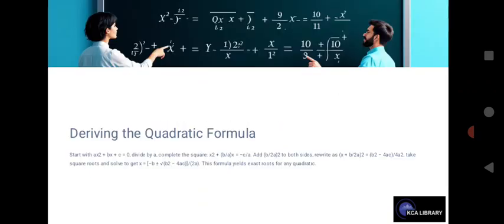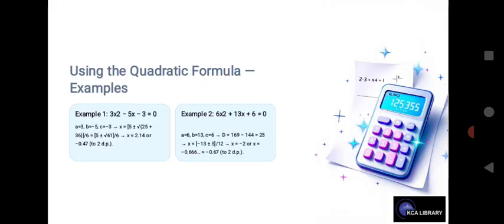Alright, you can also make use of the quadratic formula. The quadratic formula is x equals minus b plus or minus the square root of b squared minus 4ac, all over 2a. This formula gives exact roots for any quadratic equation. You can use it to solve quadratic equations that have factors or don't have factors, virtually all quadratic equations. That is why it's called the quadratic formula.